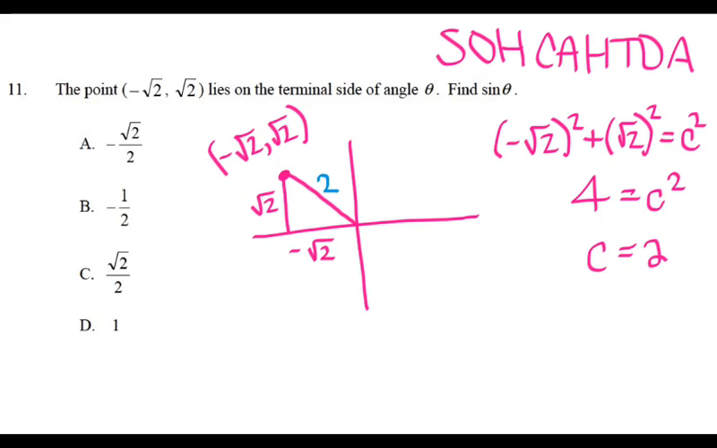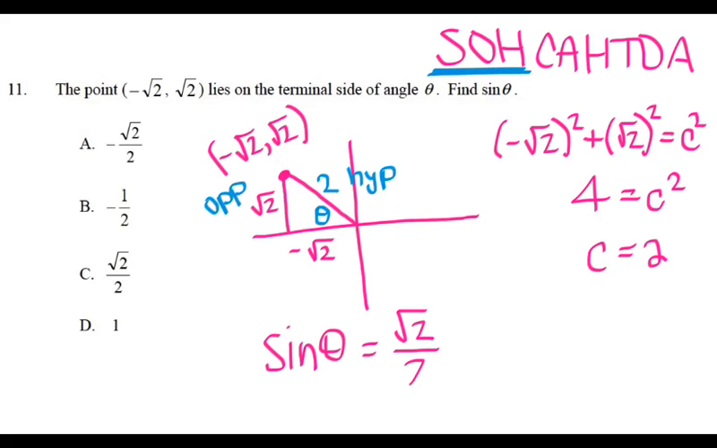Okay, we want to find sine. So looking at your SOHCAHTOA, that's why I had you write it down, sine is opposite over hypotenuse. Your theta is always the angle right next to the x-axis. So my opposite side is the root 2, and my hypotenuse is the 2. So that means sine of theta is going to be root 2 over 2, which is C.